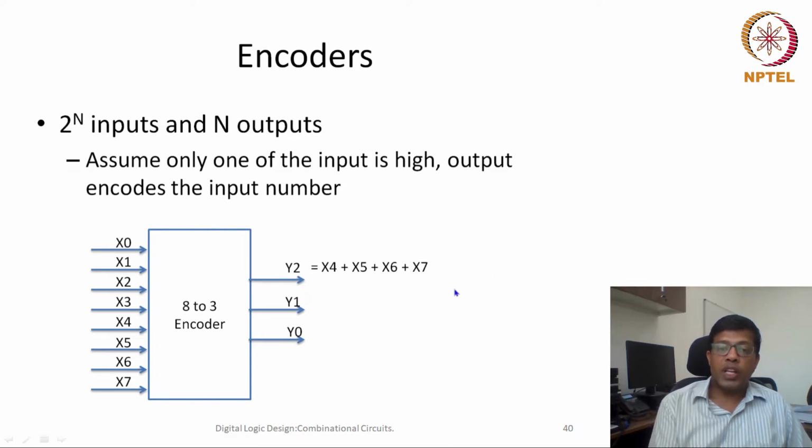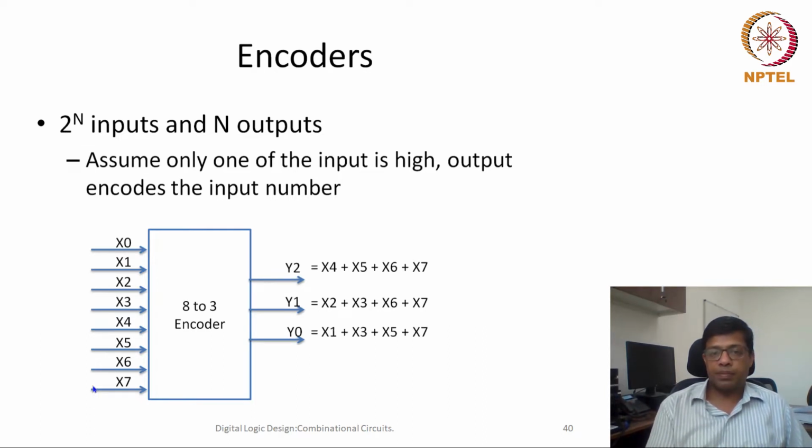Similarly, for y1, I know that it would be 1 only if either x2 is 1, or x3 is 1, or x6 or x7 is 1. So I can put this condition like this. Similarly, y0 means all the odd values: 1, 3, 5, 7. So we can create these equations for this encoder.